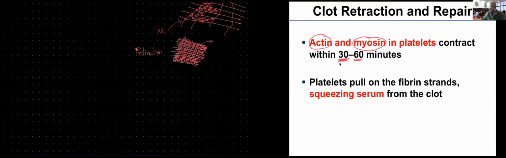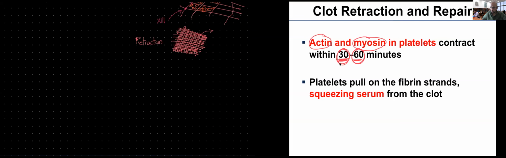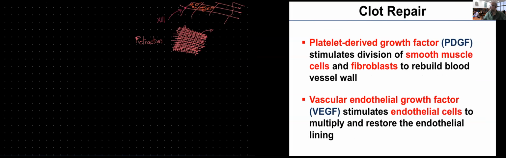Blood clot retraction again is taking place between 30 to 60 minutes within the platelets, within the blood clot formation. So I did seal the injured vessel. So now this is the vessel that got injured. This is how it looks like.